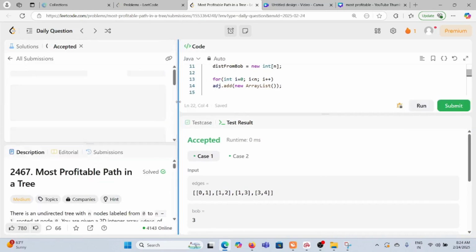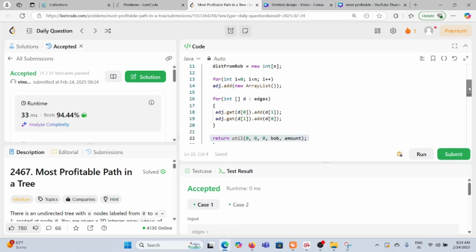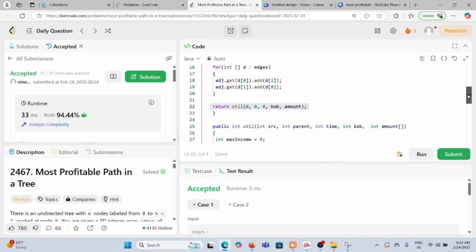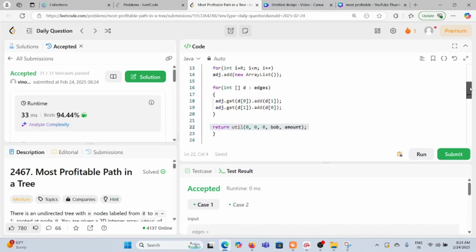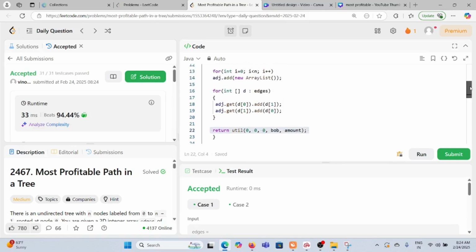Yes, so it is 94.44% faster. Now, in this case, the time complexity is O of n and the space complexity is also O of n. And the benefit of this approach is we are using DFS only one time. Okay, we are not doing the two-time traversal of the nodes.